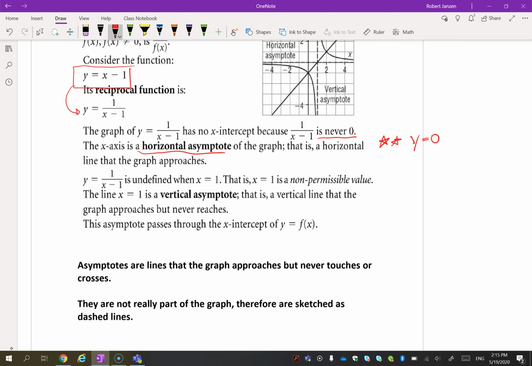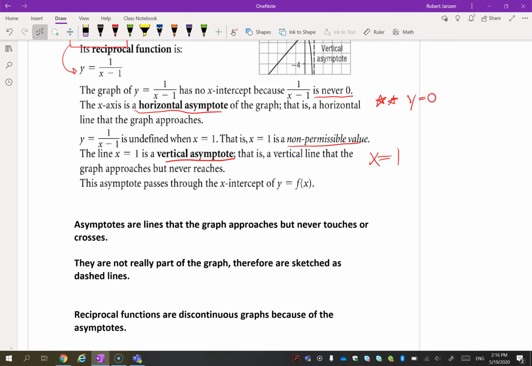The other thing to look at is your non-permissible value. Wherever there is a non-permissible value, there will be a vertical asymptote. In this case, if you put a 1 there, you would get 0 in the denominator. So that tells me that there is a vertical asymptote at x equals 1.